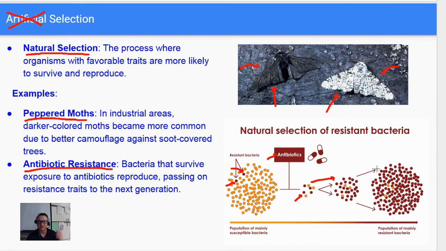All right, so that's natural selection, the process where organisms with favorable traits are more likely to survive and reproduce, and then those traits will become more common in the population. All right, I hope you understood it.